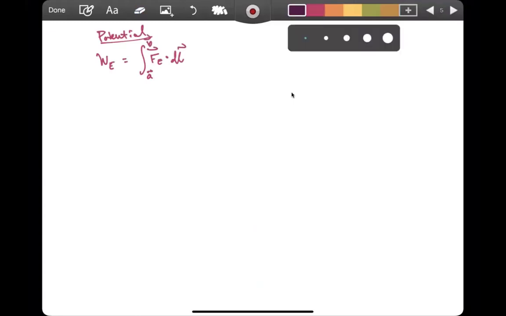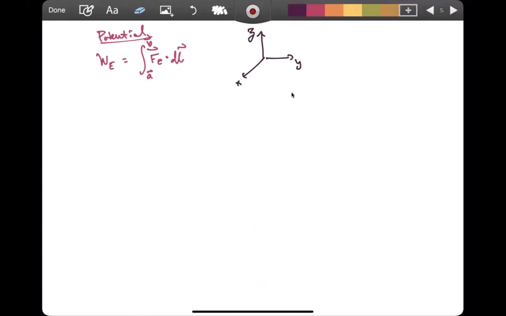So just to remind you what this is, here's my coordinate system. We call that X, Y, and Z. And then let's say this is my initial vector A, and this is my final vector B. And then we have some prescribed path. So here's my prescribed path, where dL is the differential length across here. Okay. But we also know this is equal to minus the change of potential energy. So this would be the electric potential energy. So that's this guy.